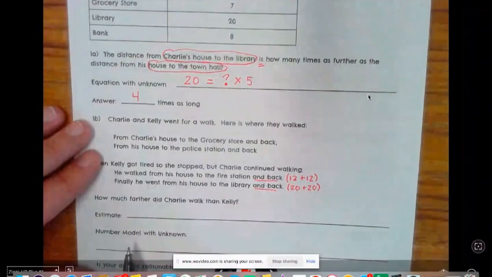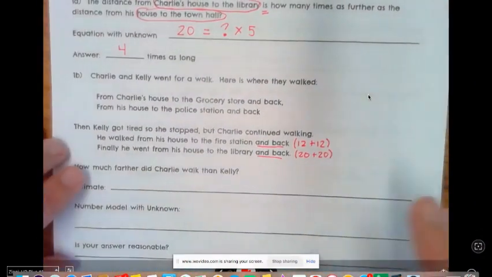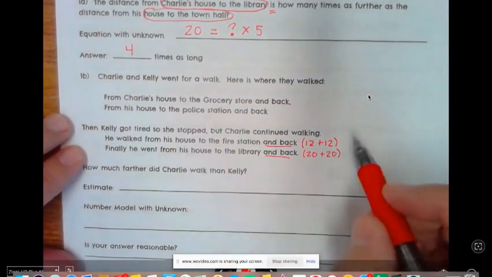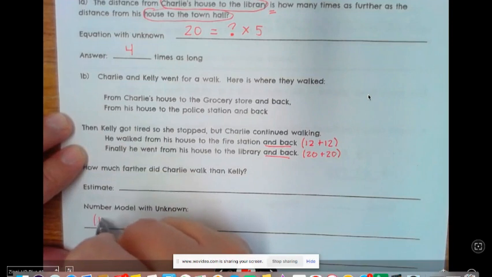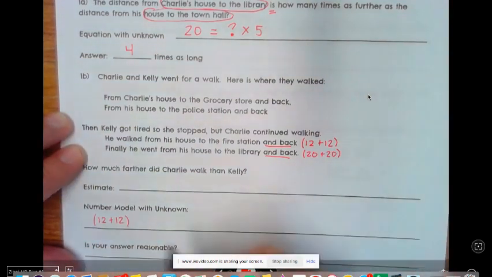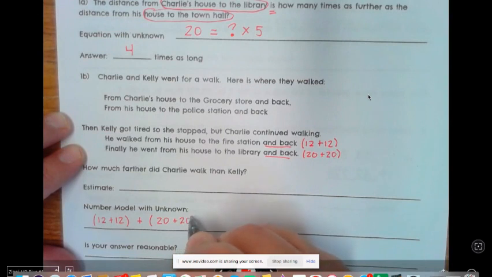Well, here we go. Let's do our number model with our unknown first, and then we'll go and plug in our estimate. Well, we just got to add these two distances. So I'm going to go 12 plus 12, which was to the fire station and back. And I'm going to add it to the 20 miles to the library and back. Equals, let's use m for miles.